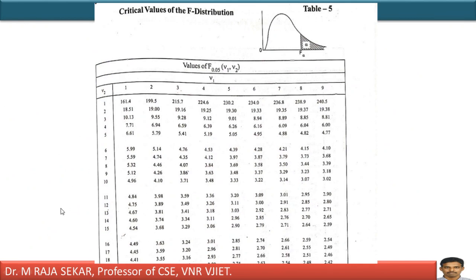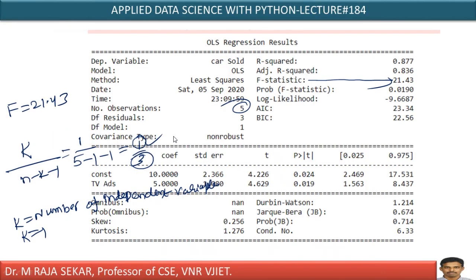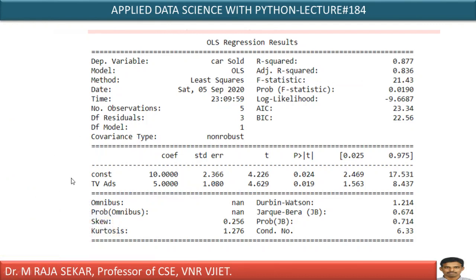This is the F distribution table, which you can find in any standard textbook. What is the numerator degrees of freedom? It is 1. The denominator degrees of freedom is 3. This value is the F table value, at the 0.05 level of significance. That is 10.13. Just remember, that is 10.13.